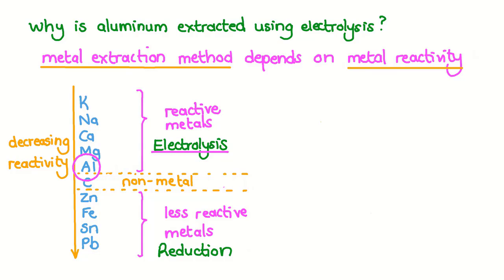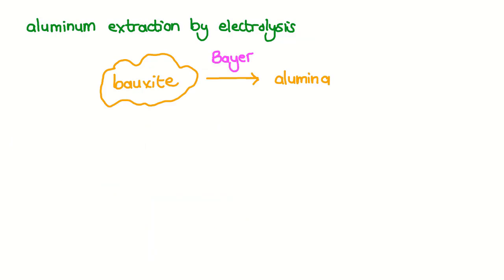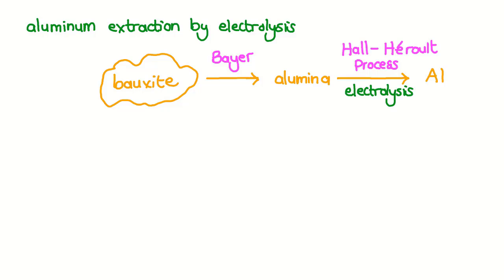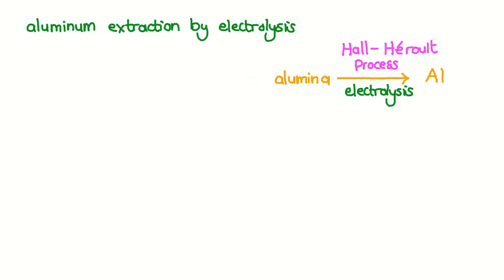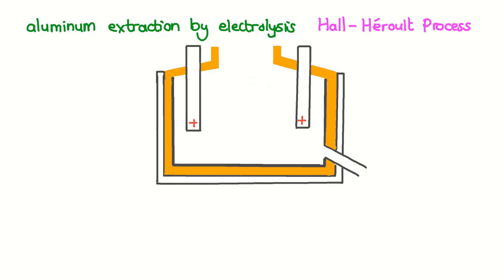Let's have a look at this process in more depth. We said that alumina is extracted from its ore by the Bayer process, and that aluminum is extracted from alumina through electrolysis by the Hall-Héroult process. This step is what we will look at now. The diagram shows a cross-section of the Hall-Héroult electrolytic cell.